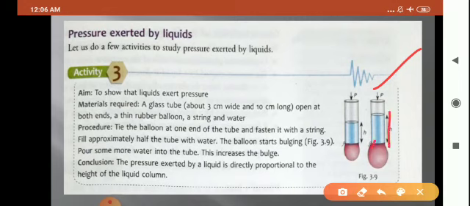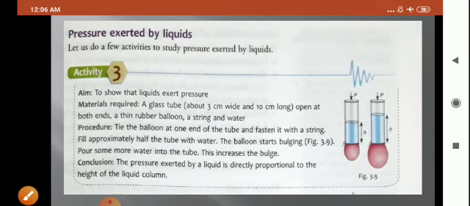So here the balloon is bulging more because I have told you it is just an open balloon tied here, and more water has been filled in this tube. So the balloon is bulging more as more water is going here. The bulginess is showing more, which means that the liquid is exerting more pressure.